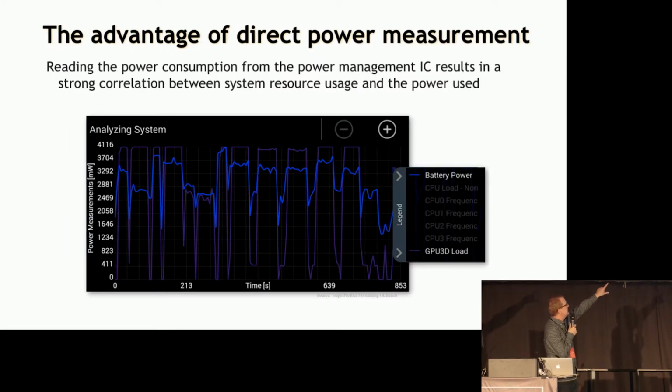In terms of the accuracy, because we're reading direct power, the purple trace is the GPU load, and the blue trace is the actual battery power being read. And you can see on the transitions there's a very high correlation there.